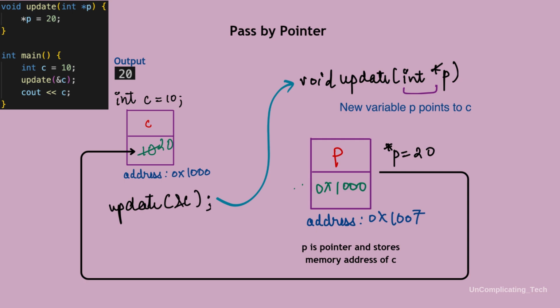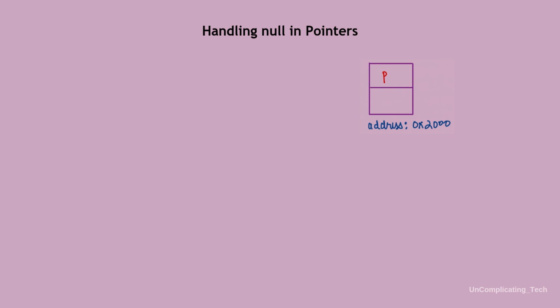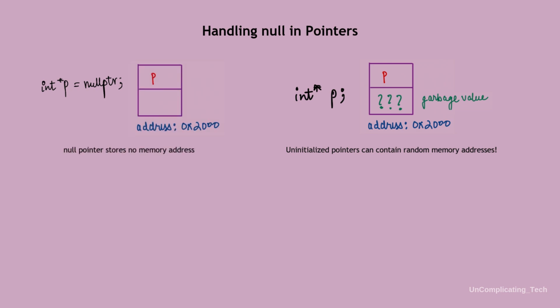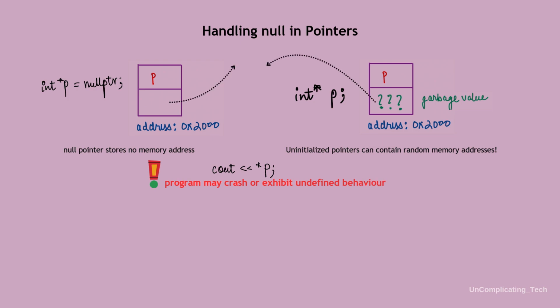When using pointers, there's always a risk that they might not point to a valid memory location. If a pointer is uninitialized, it can contain a garbage address, leading to unpredictable behavior. We can explicitly set a pointer to nullptr to indicate that it does not point to any valid memory location. If you try to dereference a null pointer, your program may crash or exhibit undefined behavior because while dereferencing, the program will try to get the value at the memory address, and that memory address might not exist.